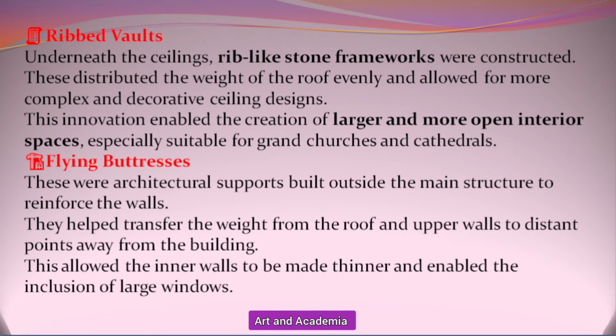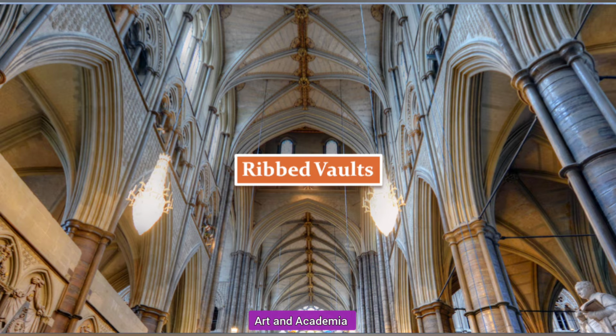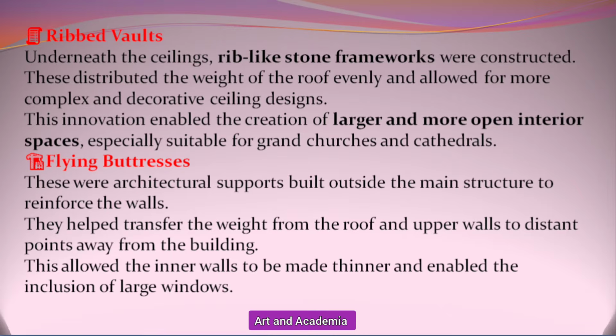Ribbed vaults. Underneath the ceilings, rib-like stone frameworks were constructed. These distributed the weight of the roof evenly and allowed for more complex and decorative ceiling designs. This innovation enabled the creation of larger and more open interior spaces, especially suitable for grand churches and cathedrals.